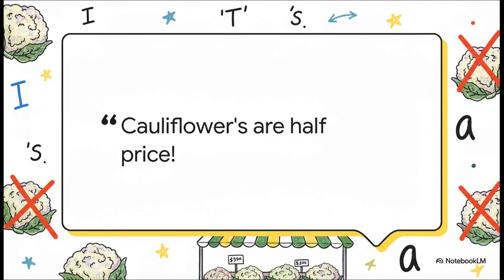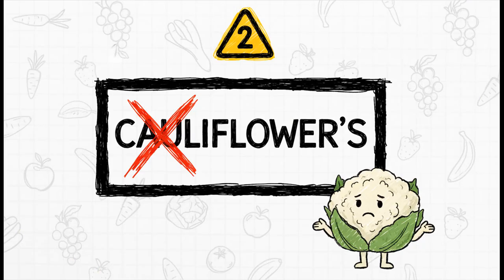Which brings us all the way back to the beginning, back to that sign. Cauliflower's are half price. Now that we know the two jobs of an apostrophe, contraction and possession, can we figure out what on earth is going on here? This, my friends, is trap number two. It's so common, it even has a nickname, the greengrocer's apostrophe, because you see it on market signs all the time. The mistake is just throwing an apostrophe in there to make something plural.